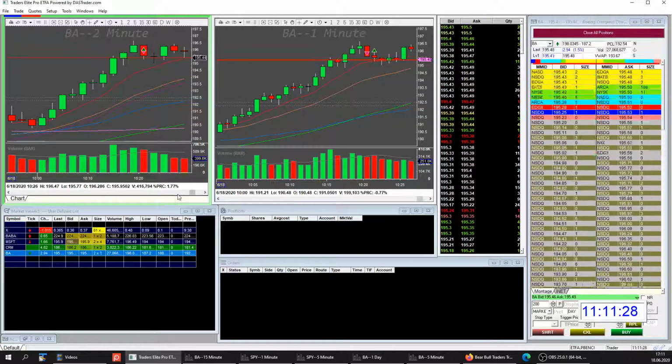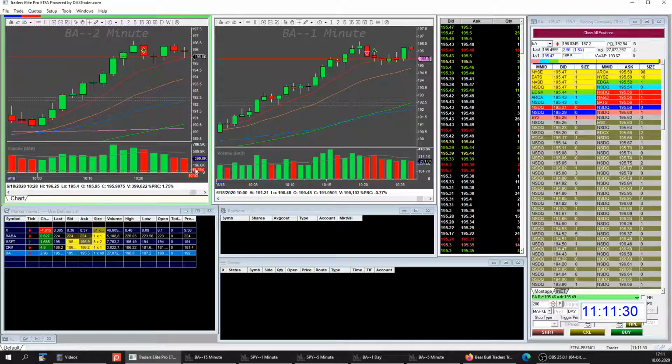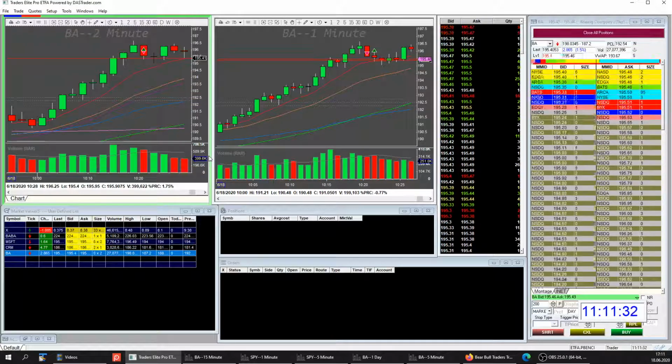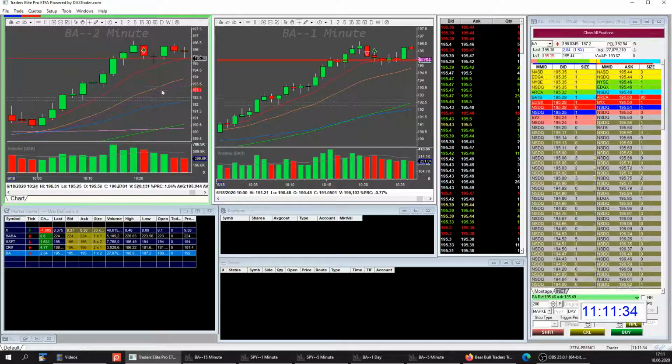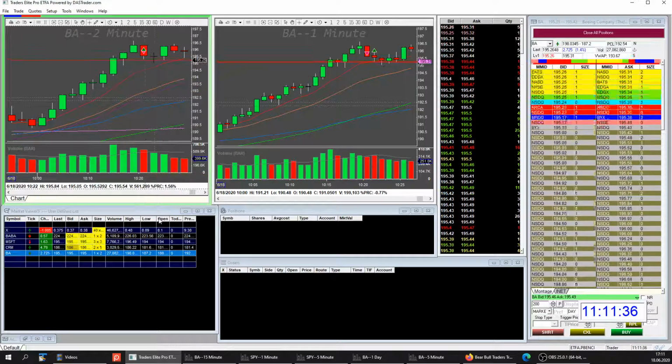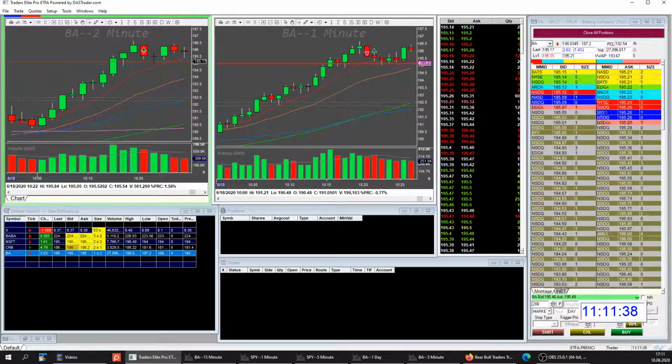Anyway, it was a great day for me, 14R, and I really need to thank Ayman for showing me this setup, because it looks like it really works every time.